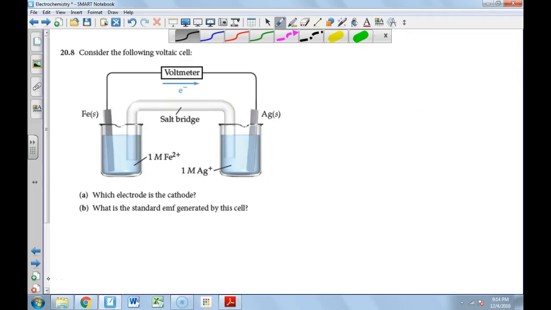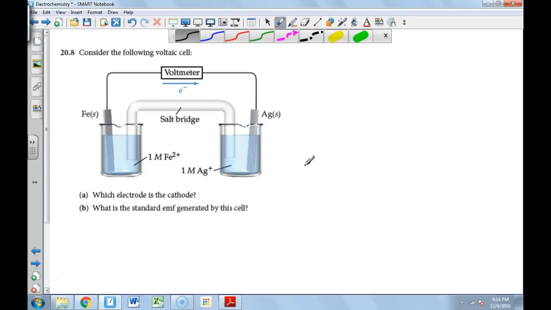Hey everybody, I wanted to take a minute and go over question number 20.8 in Brown-LeMay-Burdge and see what we can do with this. Part A is asking which electrode is the cathode, and by default the other one is going to be the anode.